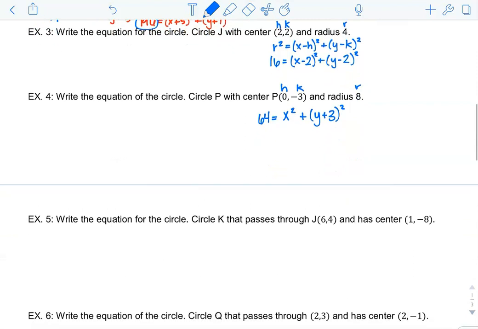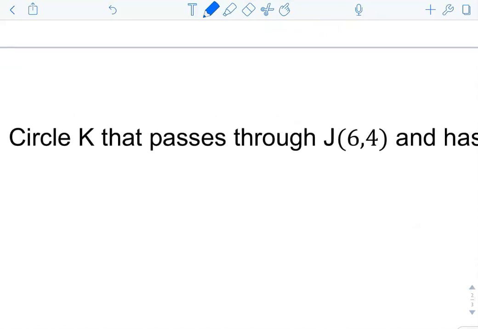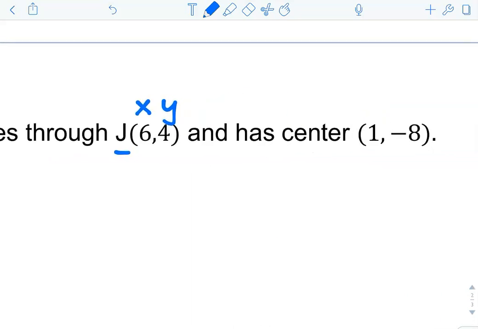Next up, write the equation for the circle K, that passes through J, 6, 4, and has center 1, -8. So here, you should recognize that because this is point J and this is circle K, you know that J is not the center, right? We call the center point K. So we know that this is not the center. It's not h, k. It's just a normal point that's x and y. Then they tell us the center down here is 1, -8. That's our h and k.